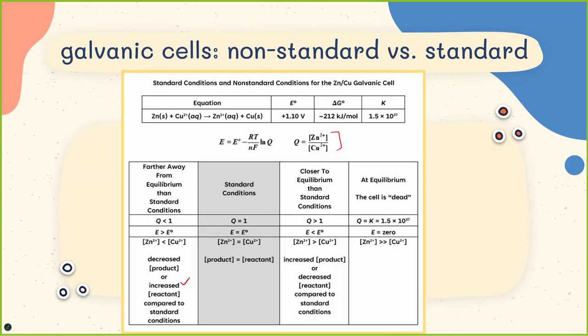Q equals 1: they're the same, E standard and non-standard. Product equals reactant in terms of their concentration with the brackets. Q is greater than 1: now the non-standard is less than the standard. Increased product, decreased reactant compared to standard conditions. And then, of course, if Q is equal to K, E cell is 0, you basically have a dead battery. Okay, so that's a good one to study.